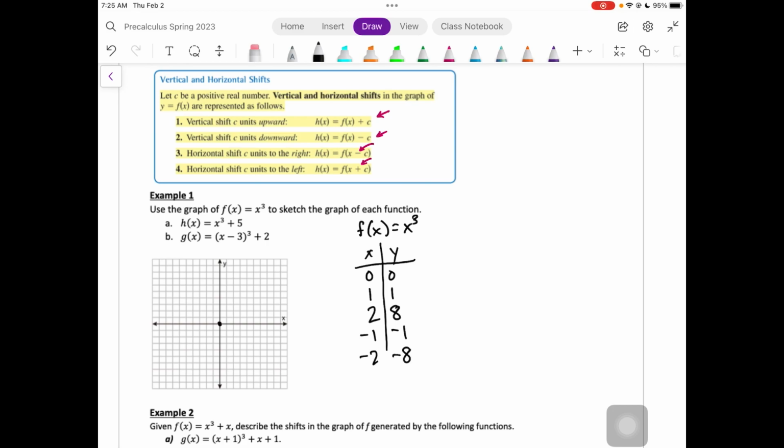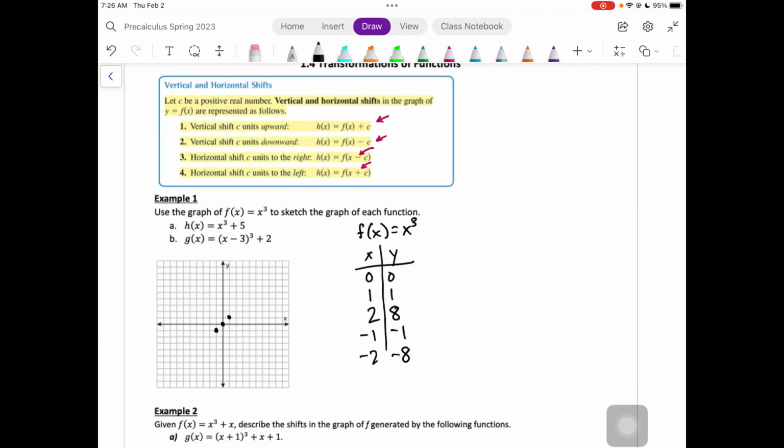So let's try those points and see what that looks like as we plot our points. 1, 2, 3, 4, 5, 6, 7, 8. There we go. So it's going to generally look like this.